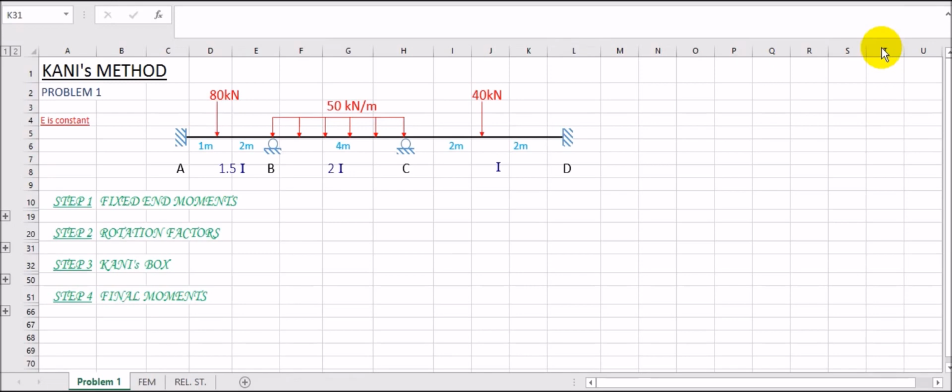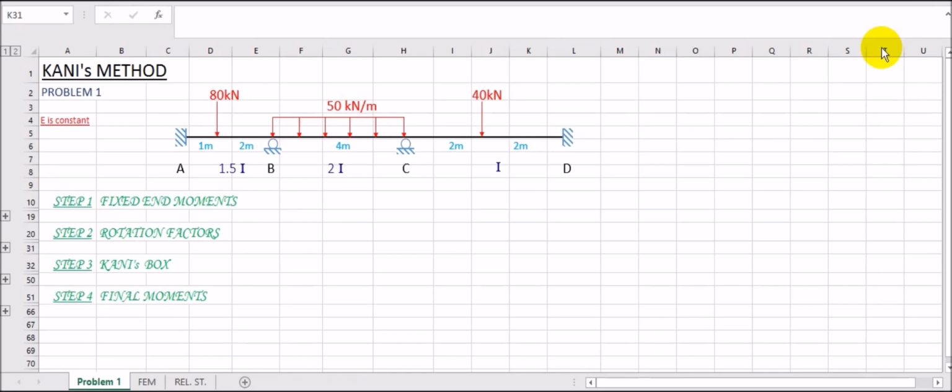Okay, Carney's method is basically another method for solving indeterminate beams, that is continuous beams, or it may be a portal frame, multi-bay frame, multi-story frame. Carney's method is relatively very easy as compared to other methods like slope deflection, moment distribution method or stiffness method.